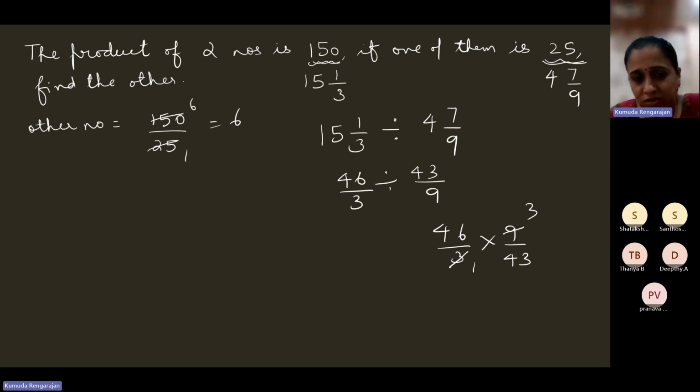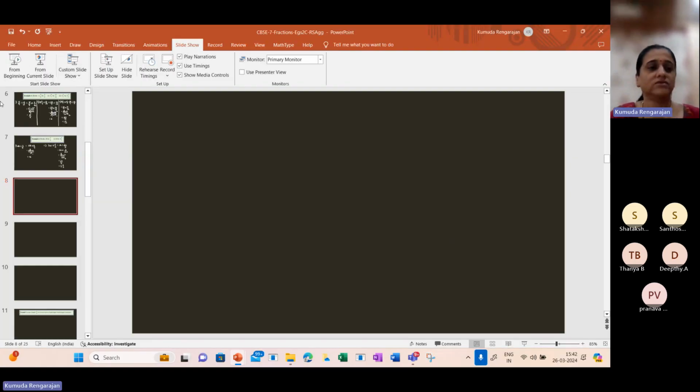So the same situation, the numbers will be replaced with fractions. If the fractions are mixed fractions, convert them to their improper forms. Then division becomes multiplication. Take the reciprocal of the second fraction and proceed. Now, okay, let's just talk about decimals.